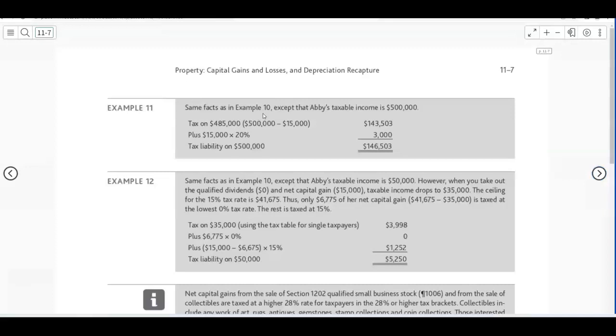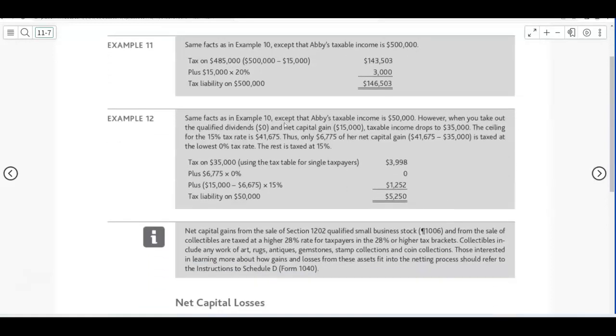Same fact as example 10, except that Abby's taxable income is 500. Single people with such an income get the maximum capital gain tax rate of 20%. So tax on $485,000 will be $143,503, and the remaining 15,000 will be much more favorable, which is just 20%. Instead of paying 37% here, we pay just 20%, the maximum capital gain tax, which ends up being $3,000, and then we add them up.